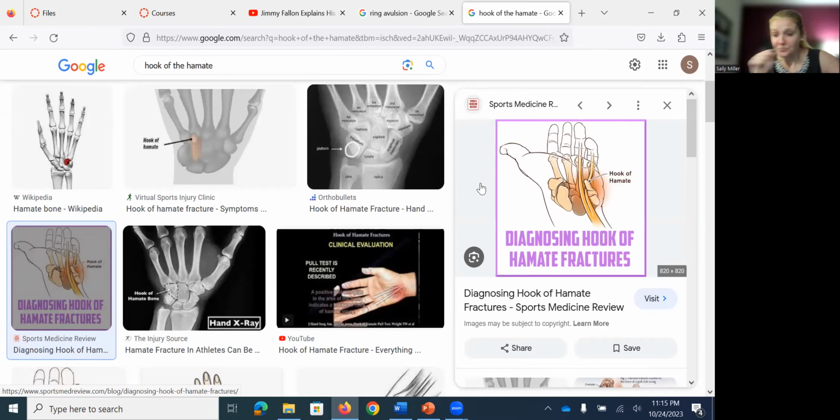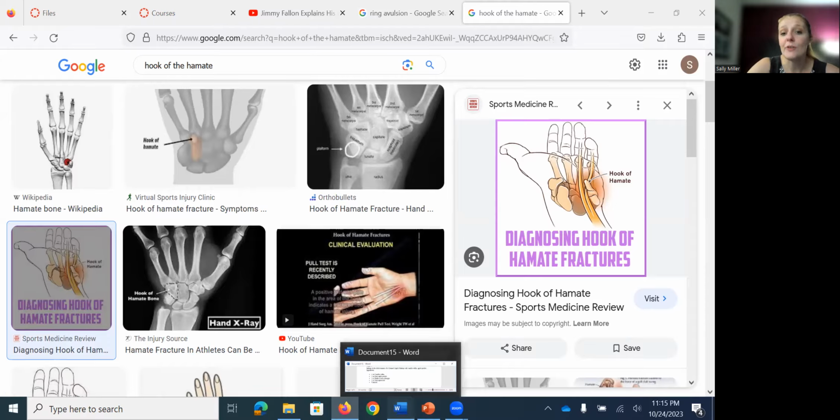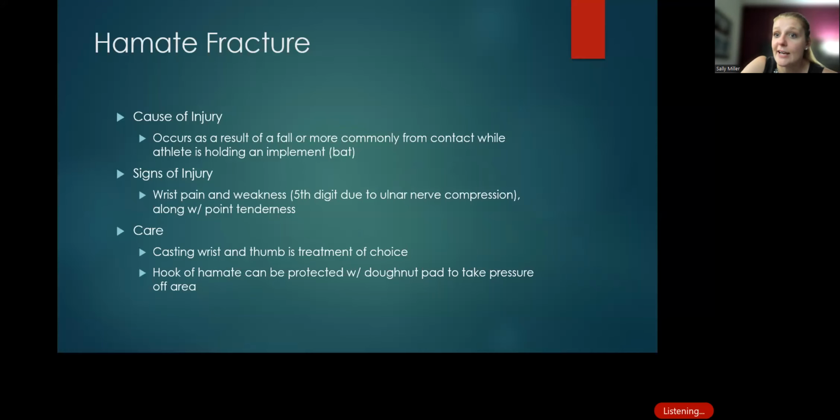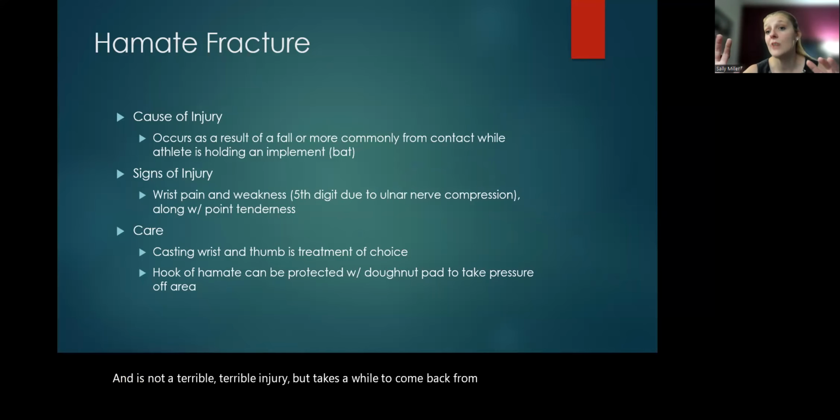So you can feel a lot of tenderness there. I mean, even if I squeeze hard enough, and you can feel mine pretty well, the hook at least, there'll be a little bit of irritation on that ulnar nerve. So hamate fractures occur from holding something. A lot of your scaphoid fractures are more of that FOOSH mechanism. It's not a terrible, terrible injury, but it takes a while to come back from, because you use your hands a lot.